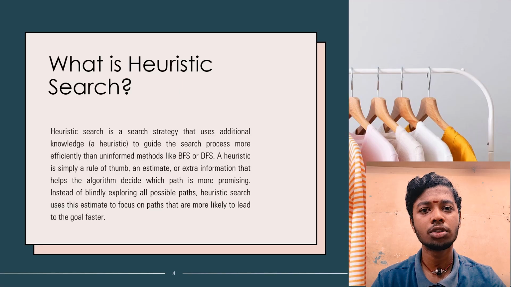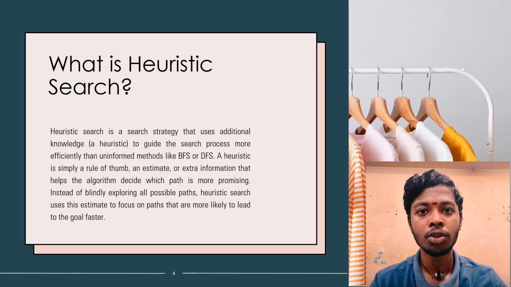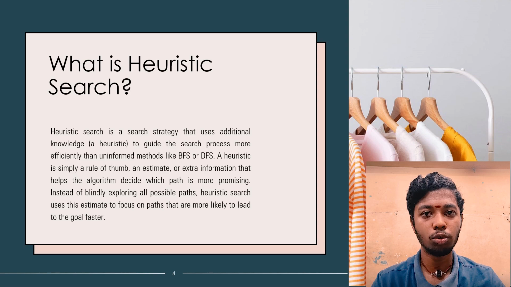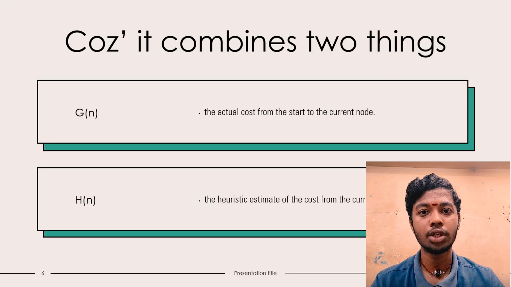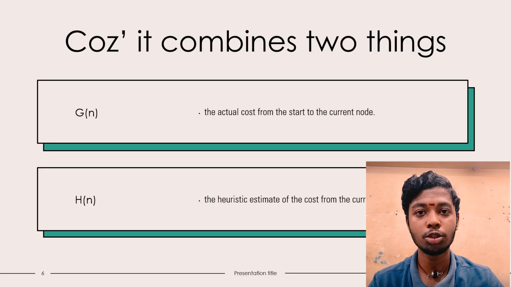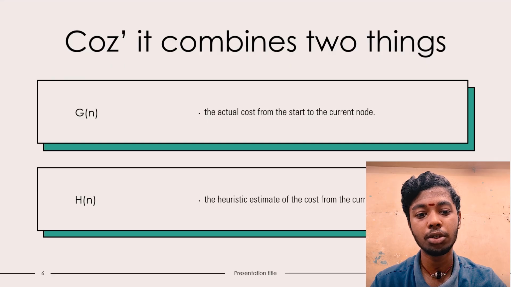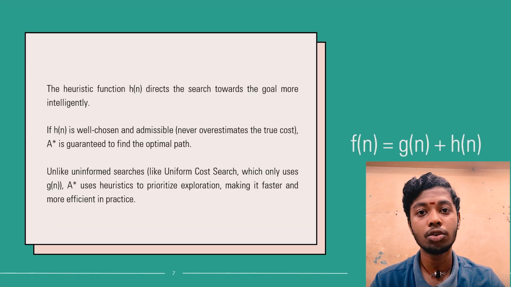So, what is a heuristic? A heuristic is simply knowledge, or we can take this as a clue that guides the system to find the shortest possible path from start to goal. A-star search is also a heuristic search because it uses a heuristic. It combines two things, g of n and h of n. What is g of n? It is the actual cost from the start to the current node. And h of n is a heuristic estimate of the cost from the current node to the goal. So the formula is f of n equals g of n plus h of n.